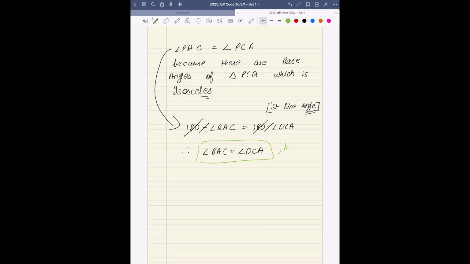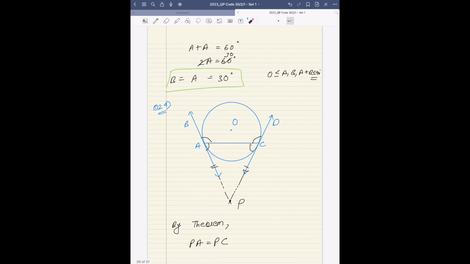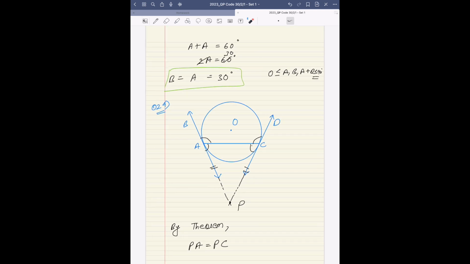Hence, proved. Okay, so for a question where you think there are no numbers or alphabets involved, don't get scared of those questions. Just keep your theorems in mind, and this was pretty evident. You already know what an isosceles triangle is, and you already know what a straight angle is, so you can connect the dots and give your answers.